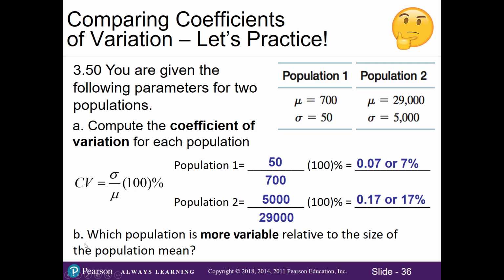Now in part B, it asks which population is more variable relative to the size of the population mean. So more means greater. So which of my two coefficients of variation is greater?